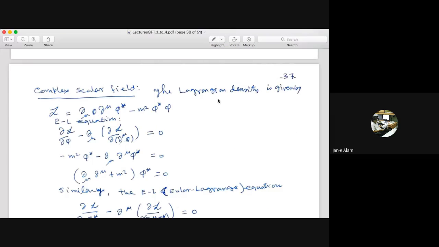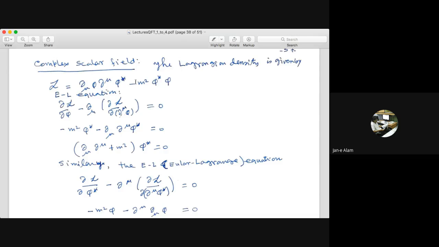Now, we have also discussed the complex scalar field, which is L equals del mu phi star del mu phi minus m square phi star phi, right? This is the Lagrangian for this complex scalar field. Yesterday I introduced two real fields phi 1 and phi 2 and showed you how I can combine them to write a Lagrangian for the complex field phi and phi star.